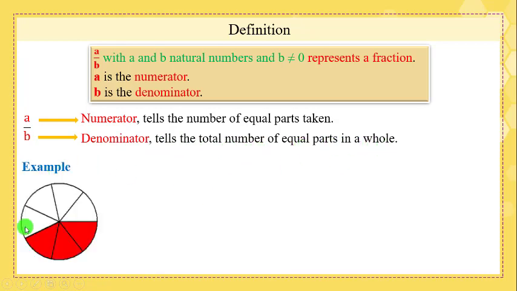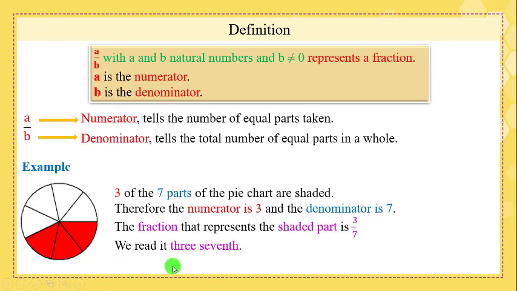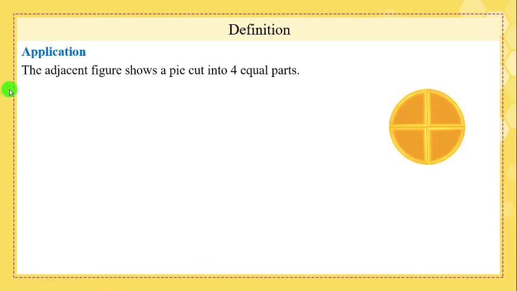For example, a pie chart is divided into 7 equal parts. 3 of the 7 parts of the pie chart are shaded: 1, 2, 3. Therefore, the numerator is 3, since the number of equal parts shaded is 3. And the denominator is 7, since the total number of equal parts in the pie chart is 7. So, the fraction that represents the shaded part is 3/7. We read it 3/7.